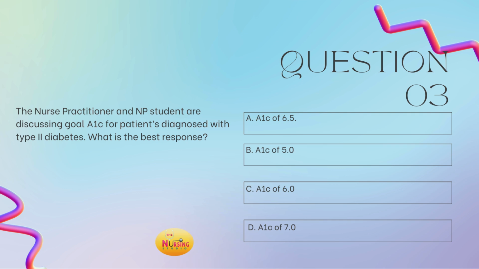Yes, we know an A1C of 6, 6.5, those are excellent, right? But when the person already has a diagnosis of diabetes, the goal that we're trying to keep them less than is a 7. We already know you're diabetic. So our goal is to try to keep you less than 7.0, okay? That is based on the current guidelines. So D is your best answer.